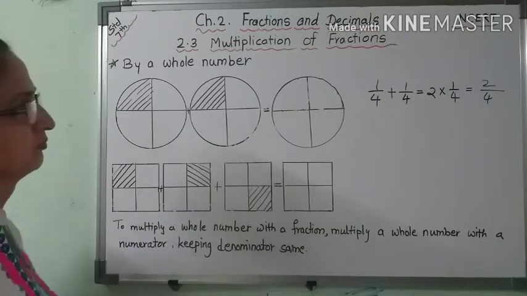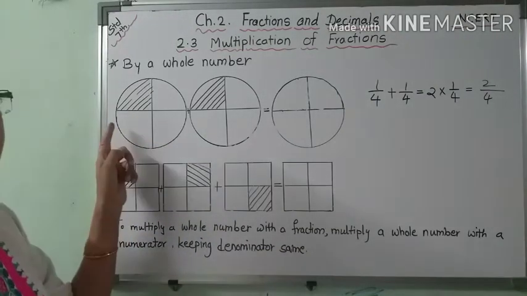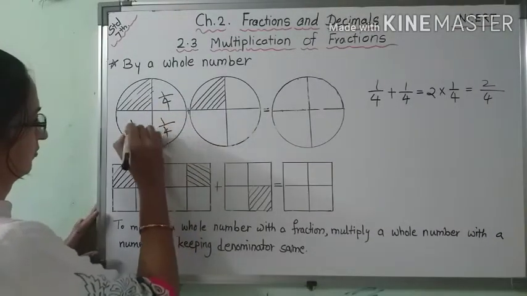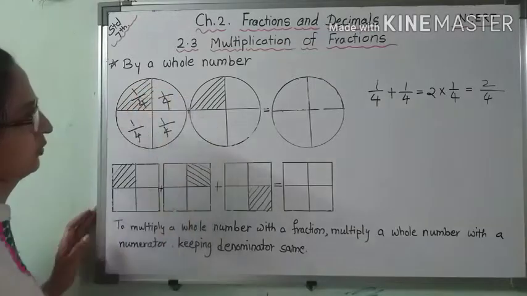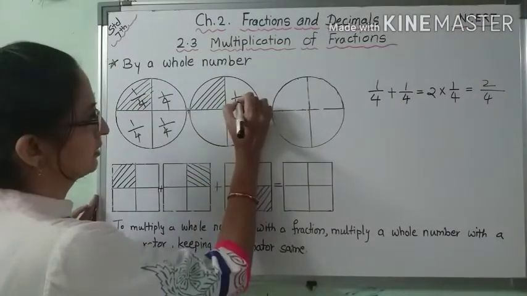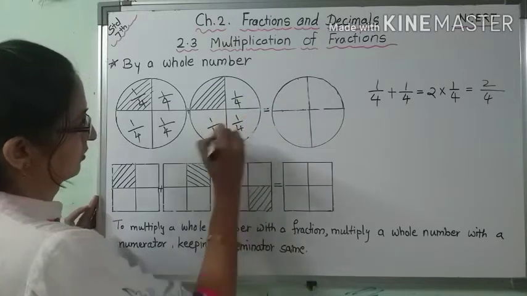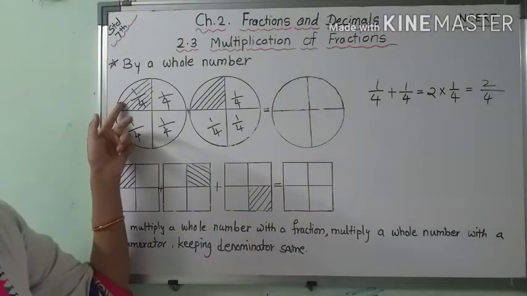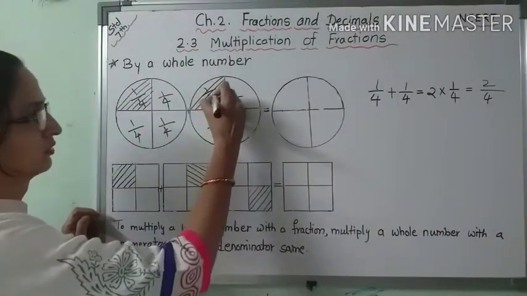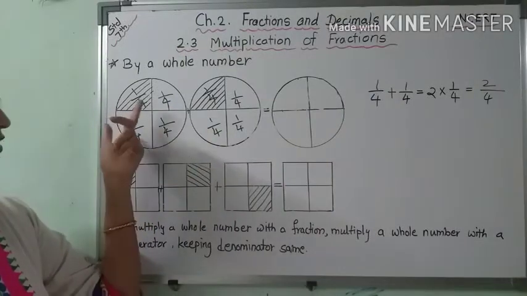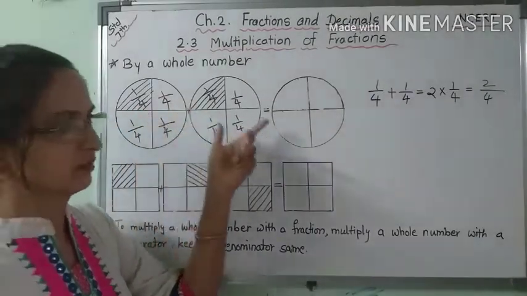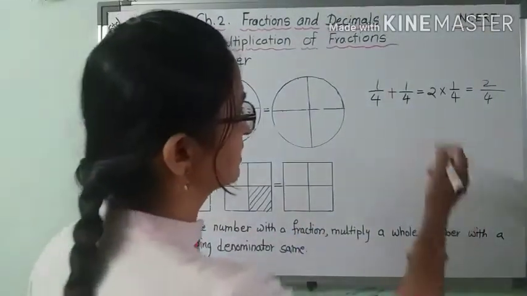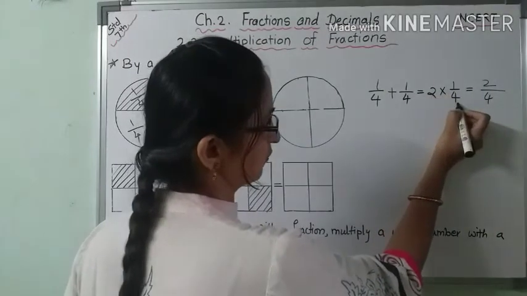Look at the picture. Here each part of a circle is represented by 1 upon 4. This is also 1 upon 4. Here also each part represents 1 upon 4. So the shaded part here is 1 upon 4. Here also 1 upon 4. So what is the addition of these two shaded parts? That is 1 upon 4 plus 1 upon 4. We can write this as 2 times 1 upon 4.